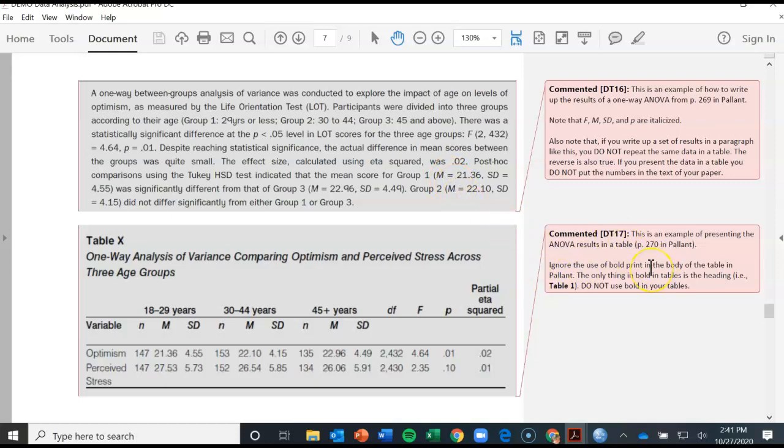A formatting reminder, again, I wish publishers wouldn't do this. Ignore the use of the extra bold print here. The only thing that you put in bold in an APA style table is the word Table and the number of the table. The title would be in italics, but not bold. This top level on the table would not be in bold. So do not use bold in the body of your tables.